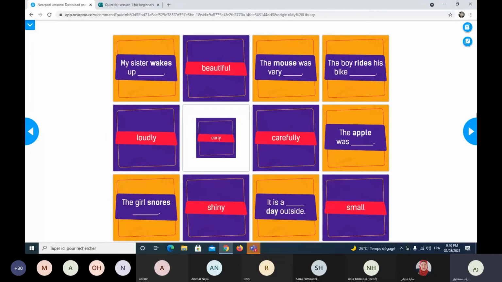I repeat, when you have a verb, you need an adverb. I speak loudly. My father drives quickly. She writes carefully. And when I have a noun, I need an adjective: a small house, a big movie, a nice film, a tiny monkey.